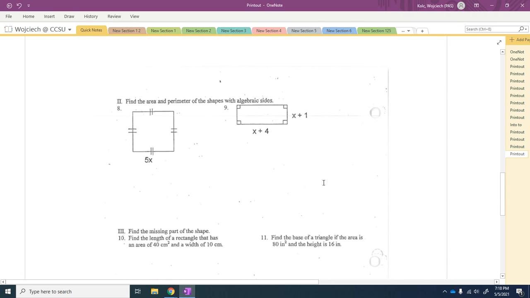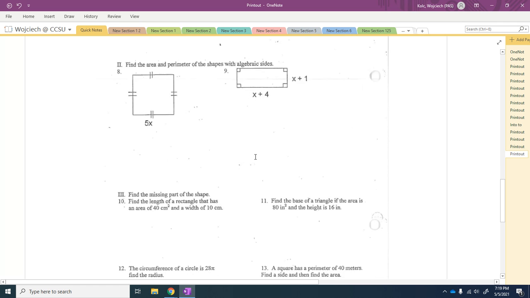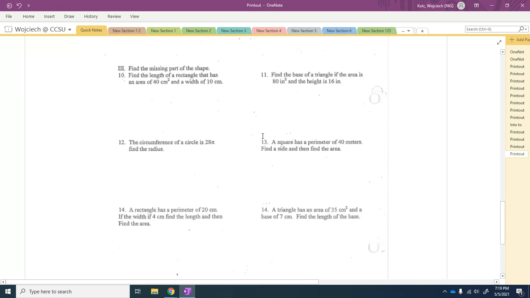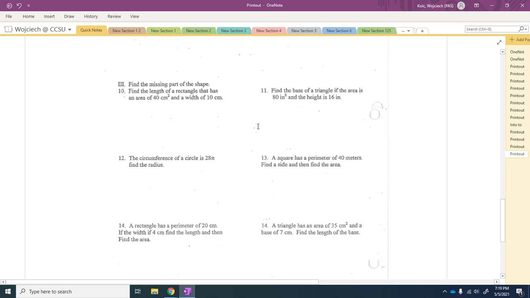Right now, what I'm trying to do is explain the third part, and we will work backwards. In part 3, question 10: find the length of a rectangle that has an area of 40 square centimeters and a width of 10. So area is equal to base times height. Area is 40, and the width, please remember, is the same thing as height, because you can also say area equals length times width. It doesn't matter what you call it. So we'll use this formula because they say length and width.